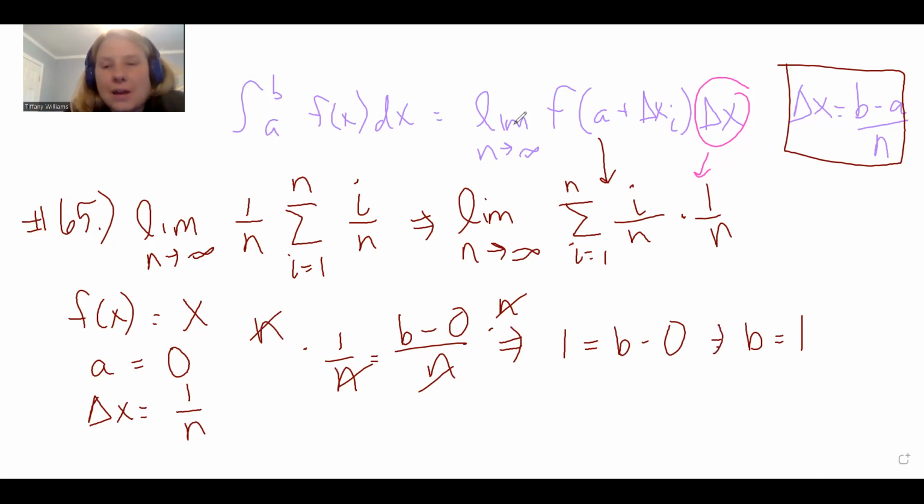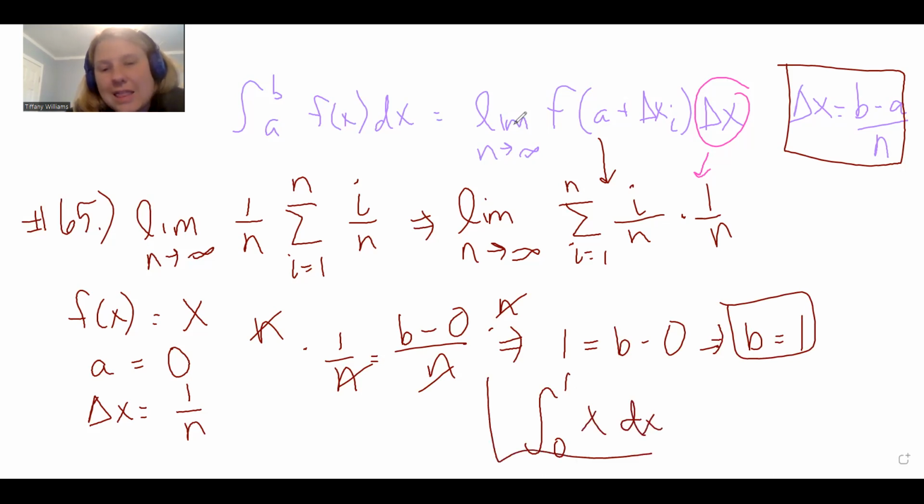So with that in mind, I'm now going to set up my definite integral. My definite integral is from 0 to 1, right? Of my function, which was x, dx. And that is the answer to this. Again, I'm using a different definition than what your book has, but it's going to give you the right answer every single time. And I think it's a lot easier than what your book is wanting you to do. All right, let's do another one.